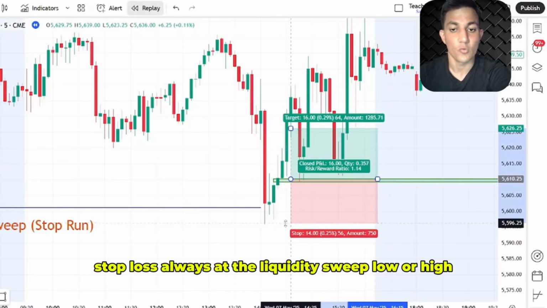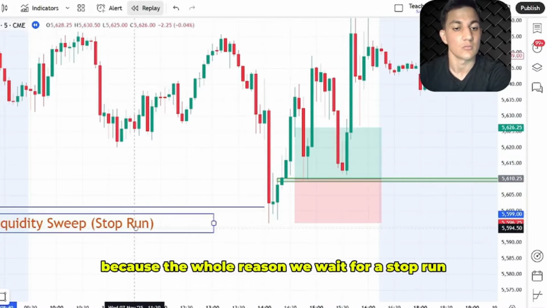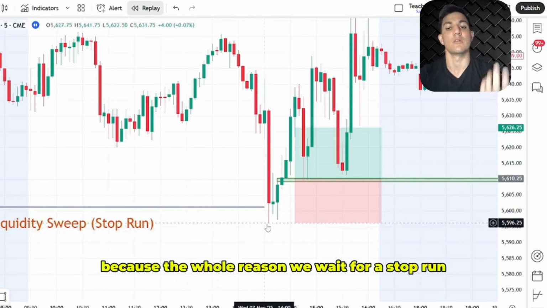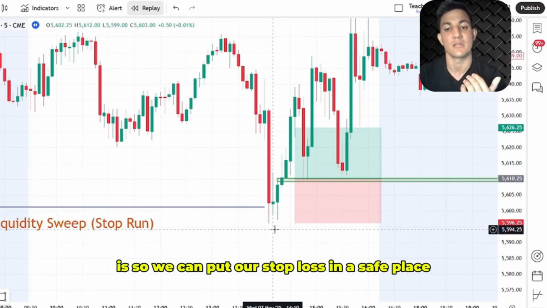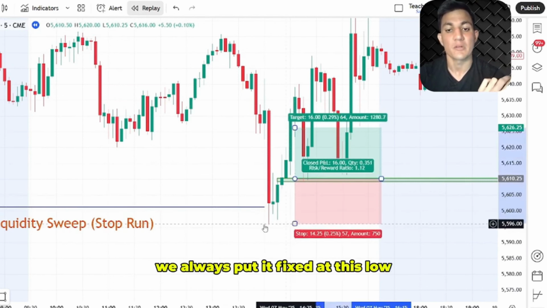Stop loss always at the liquidity sweep low or high, right? So always at the stop run, because the whole reason we wait for a stop run is so we can put our stop loss in a safe place. There's no point putting your stop here or here. We always put it fixed at this low.